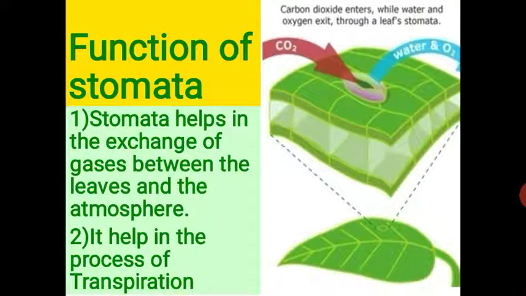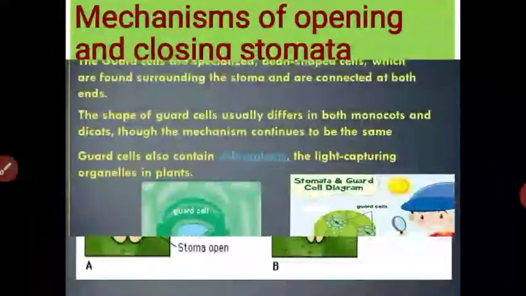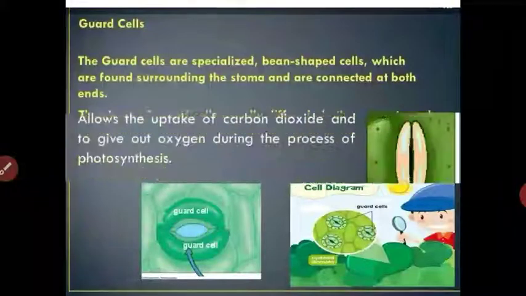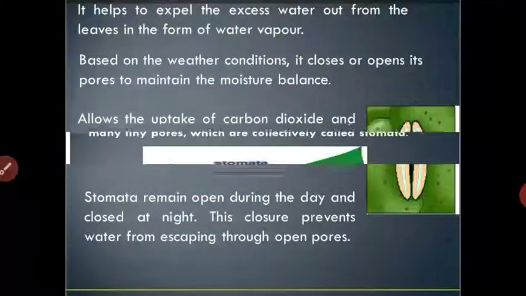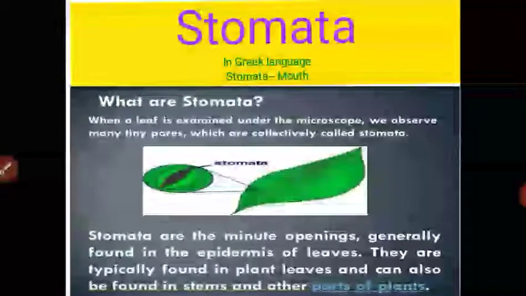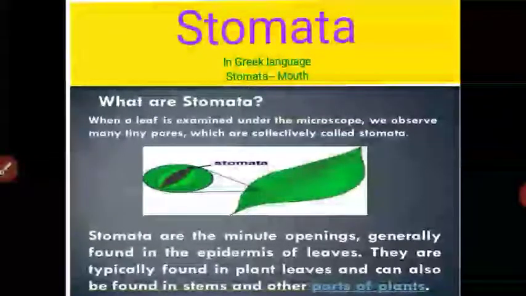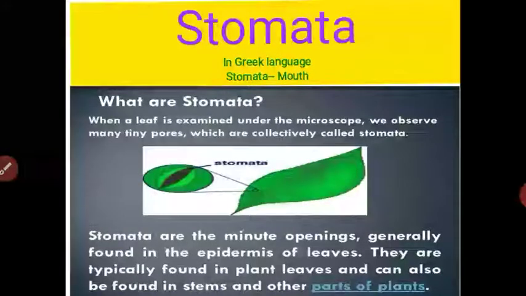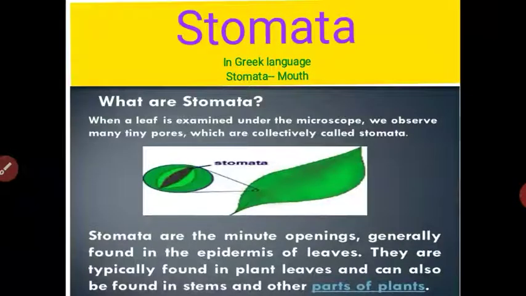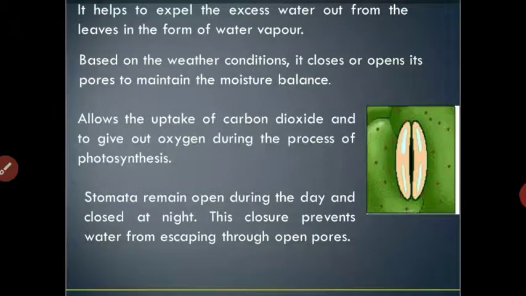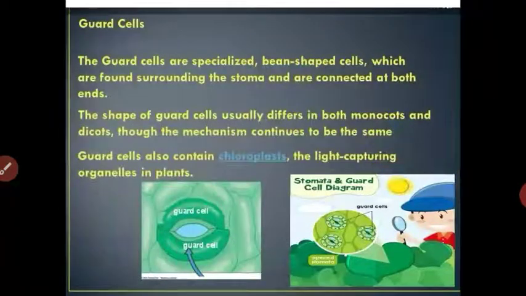Again, let me revise. What is stomata? Stomata is a small opening present on the surface of the leaf. The stomata is made by two bean shaped guard cells. The guard cell contains chloroplast with chlorophyll. Due to this chlorophyll, the plant can trap sunlight, and the opening and closing of the stomata depends on the turgidity and flaccidity of the guard cell.